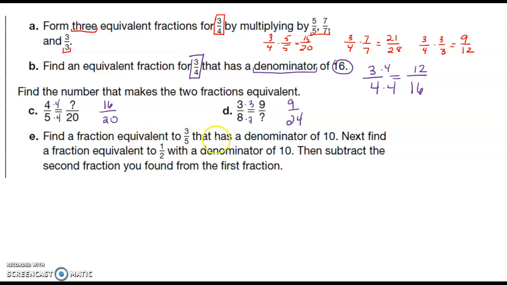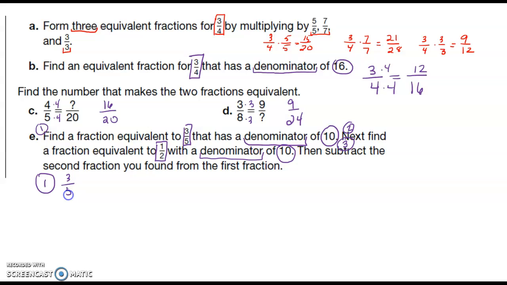E, find a fraction equivalent to 3/5 that has a denominator of 10. So this is step 1. Next, find a fraction equivalent to 1/2 with a denominator of 10. Step 2. Then subtract the second fraction from the first fraction. So we got 3 steps to go. Let's do the first one.